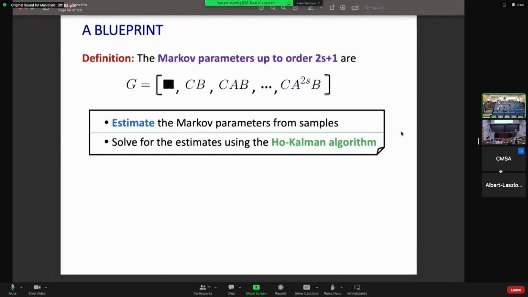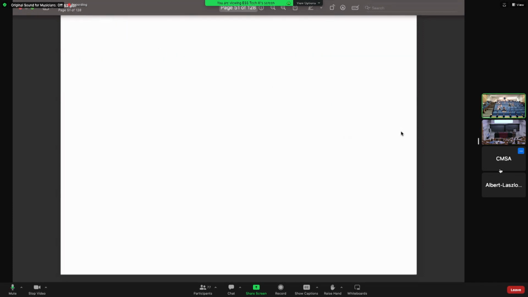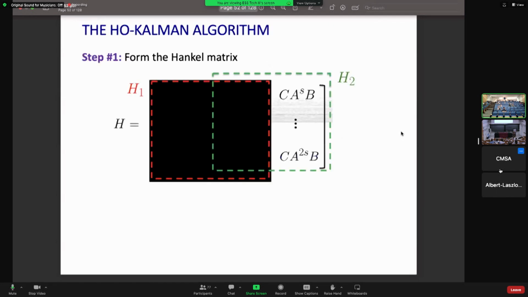So we're going to follow a two-step procedure. First, I'm going to take my trajectory and use it to estimate the Markov parameters. And then I'm going to show that the Markov parameters allow me to determine A hat, B hat, C hat, and D hat accurately. So that's our blueprint. In fact, the second step of this blueprint is really a pretty widely known thing.